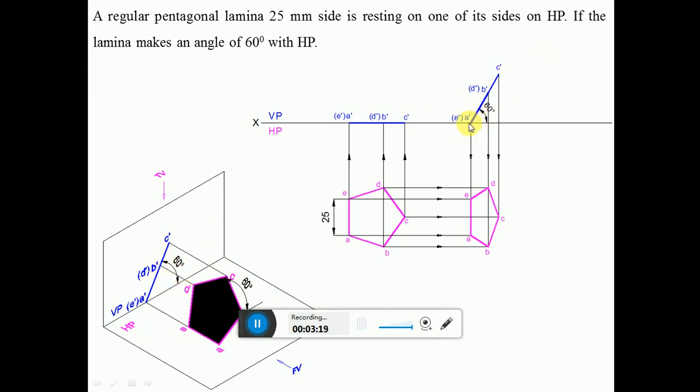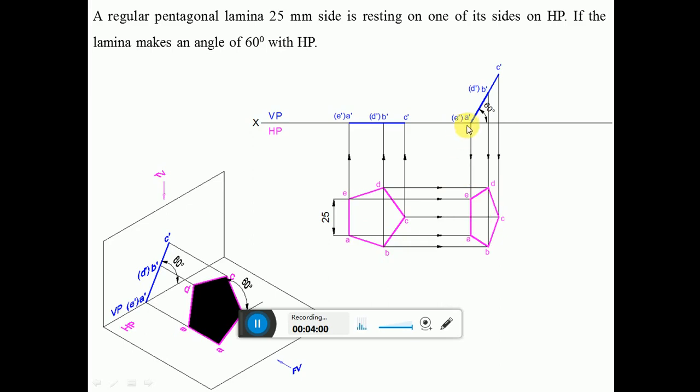So in the second position, first you draw an inclined line at an angle of 60 degrees and measure the length of A dash to C dash. With A dash as center, cut an arc on this. Then measure the distance from A dash to B dash, and with A dash as center, cut an arc here. So that you get A dash, B dash, C dash, D dash, E dash. And once the position has been changed, you need to draw the top view. Draw a vertical projector from A dash and a horizontal projector from A to get this point. Similarly, you project all these points to the top view to get the corresponding points in the top view.